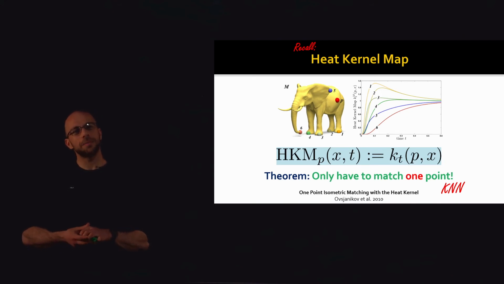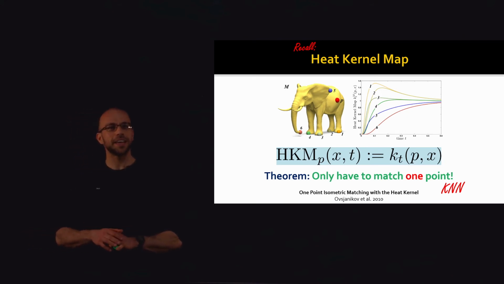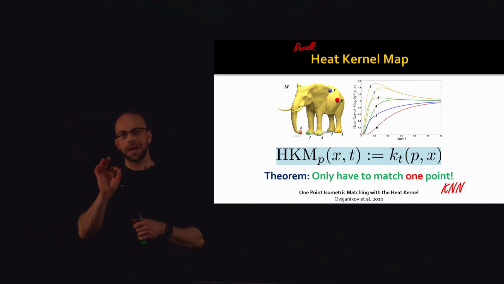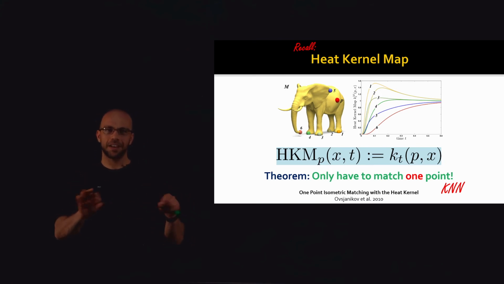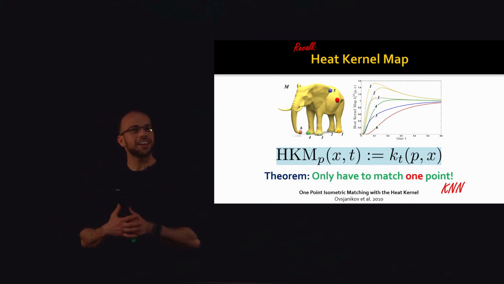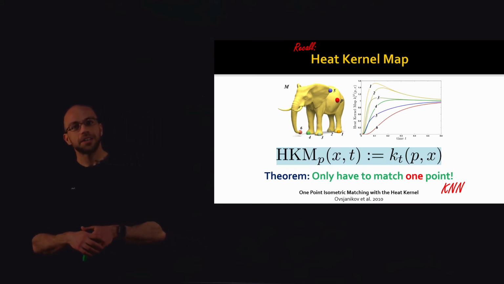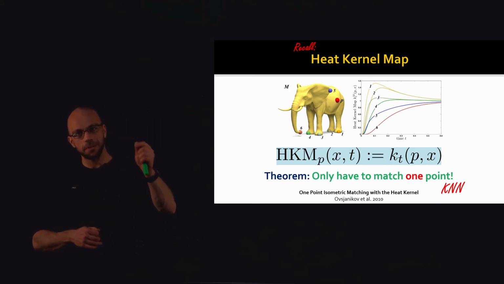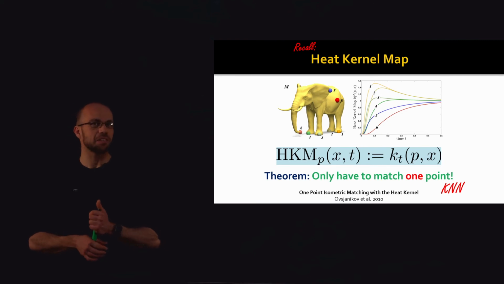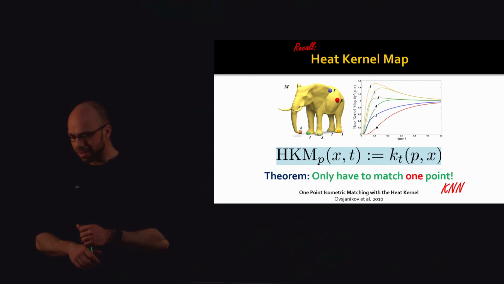And what the heat kernel mapping paper showed back in 2010 was that essentially if somebody maps just 1 point on those two isometric surfaces, then I can recover a bijective isometry from one surface to the other just by computing this per vertex descriptor and just doing closest point matching. This is one of these ideas that works great in theory, but in practice is a lot harder.